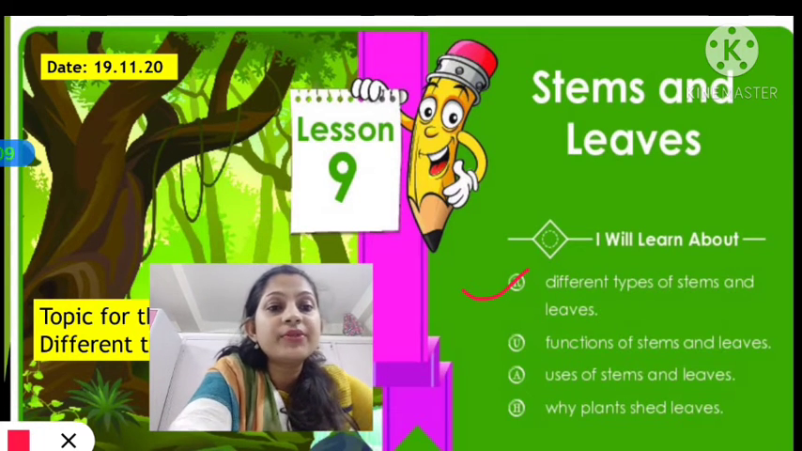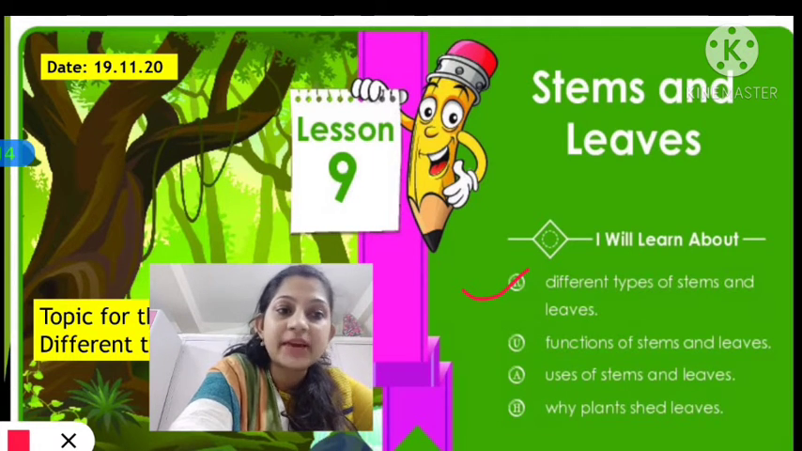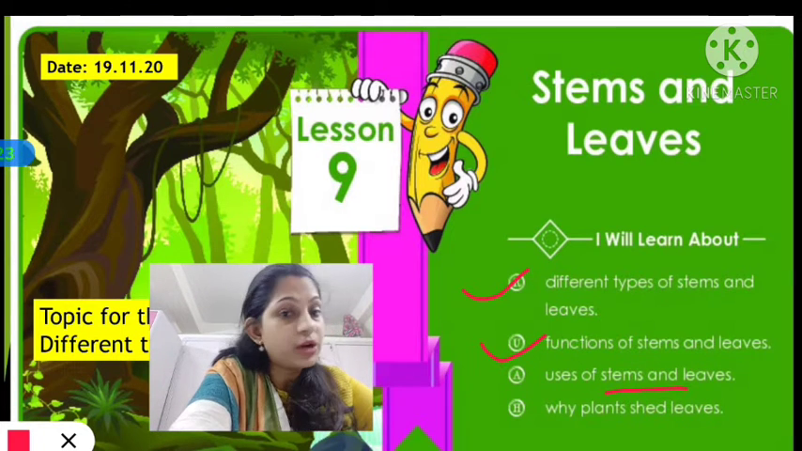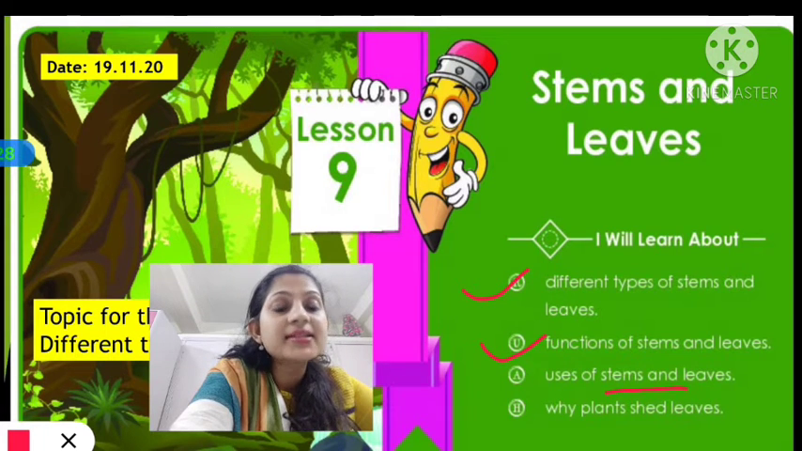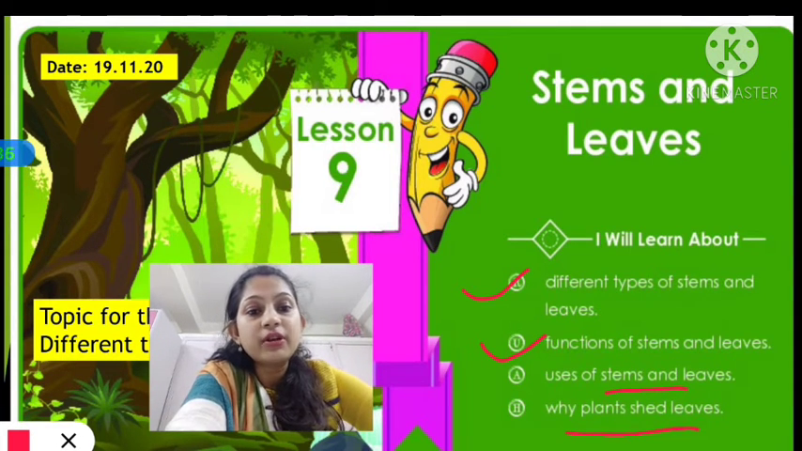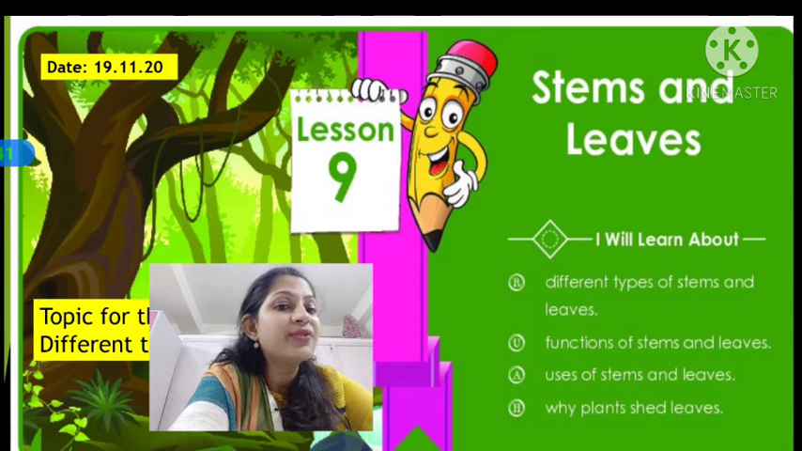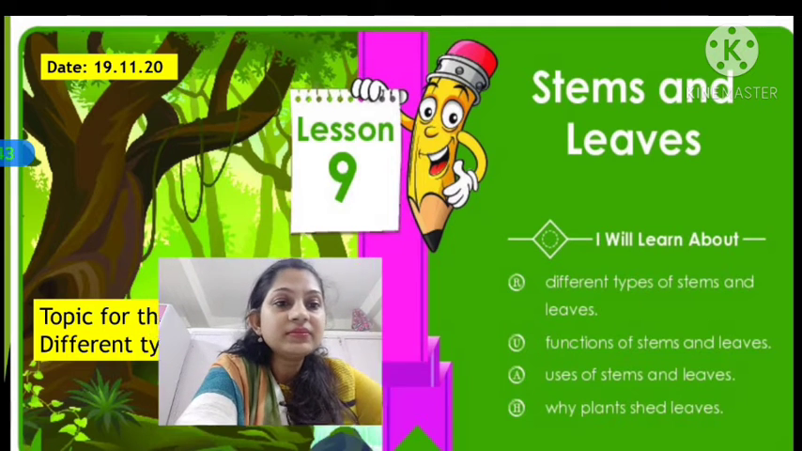So in this chapter we will learn about different types of stems and leaves, and later we will understand the function of leaves and stem. Okay, and what are the uses of leaves and stem in our life? How do we use them, we will understand. And in the last we will learn why plants shed their leaves. You will get the knowledge of why plants are shedding their leaves. There is a reason for that. Okay, that we will understand.